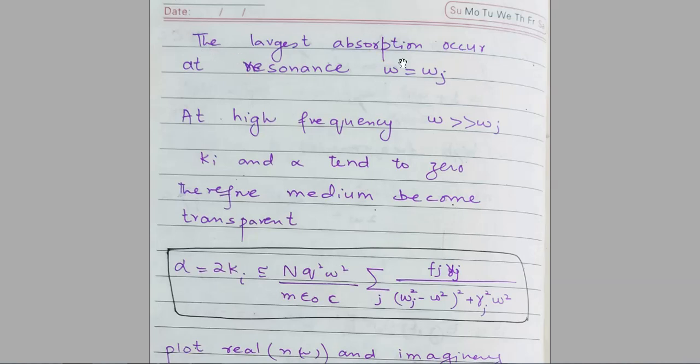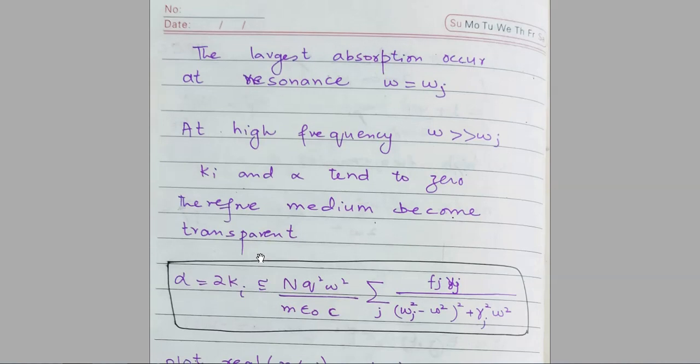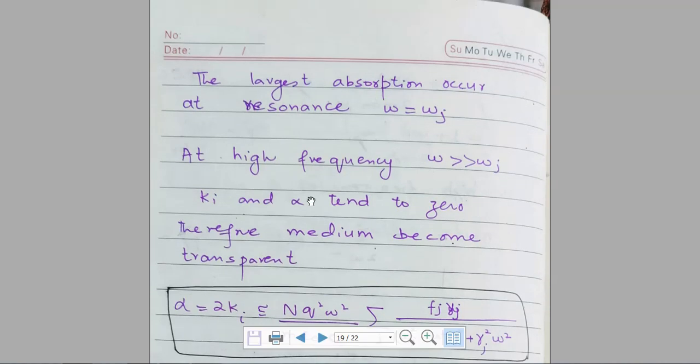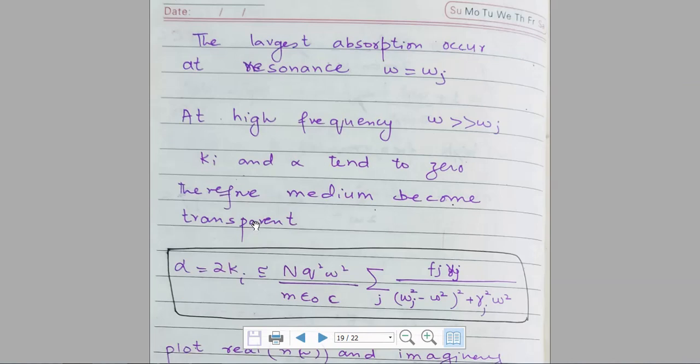The largest absorption occurs at resonance, omega equal to omega j. At high frequency, when omega is much greater than omega j, k tends to 0, therefore the medium becomes transparent. You can find out these behaviors of alpha and k from the plot.